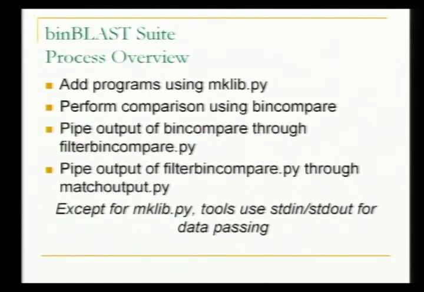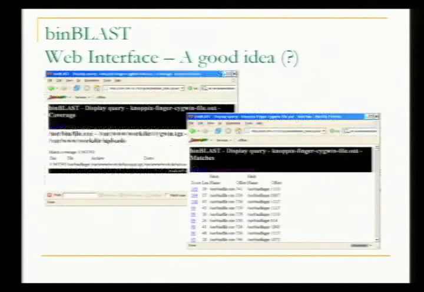The general process I've kind of thought of is basically you use makelib to build up your library, you perform a comparison, you pipe the output through it, and after that you run that through match output to get the result that you want. The kind of unfortunate thing of this is anytime you're starting to go from prototype to production code, your definition of what you need to do functionally changes.